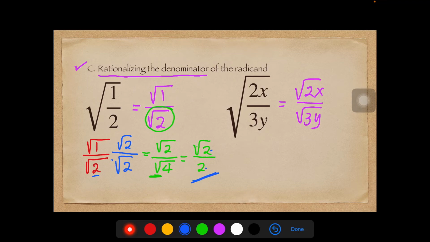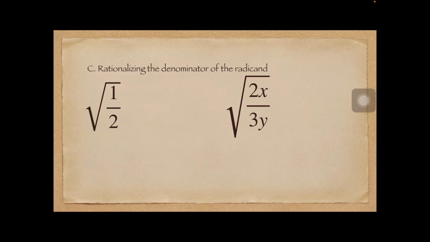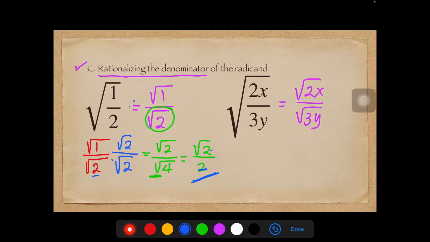One is under the radical sign. It still has to undergo some operation to come up with its actual value, and the other one, 2, is already its actual value. That's why. So that's it. Again, we have square root of 2 over 2.